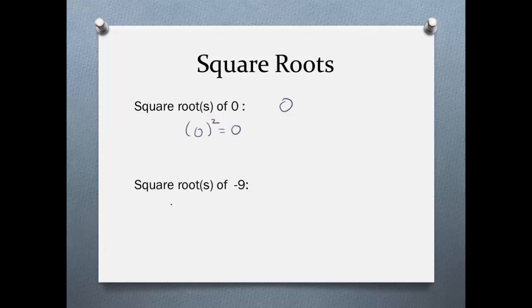And if you're asked to find the square roots of negative 9, that means you're looking for what number or numbers can you square to get negative 9? Well, if you tried to square negative 3, that means negative 3 times negative 3, that's a positive 9. And if you try to square positive 3, you get a positive 9. So there are actually no square roots of negative 9, at least with real numbers.